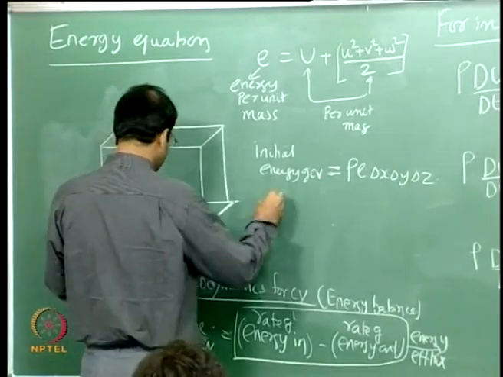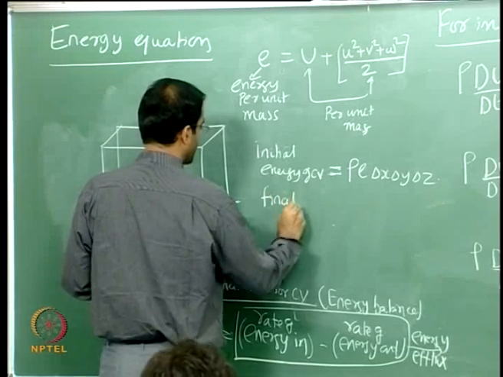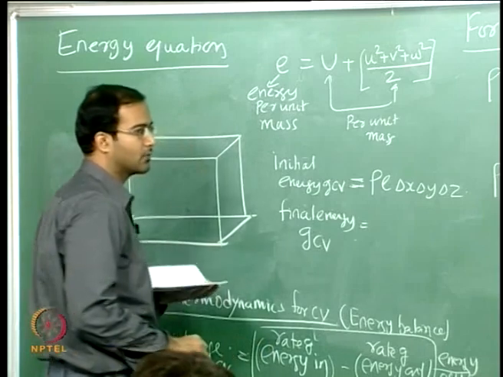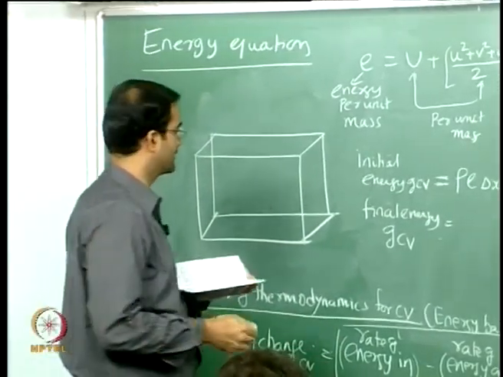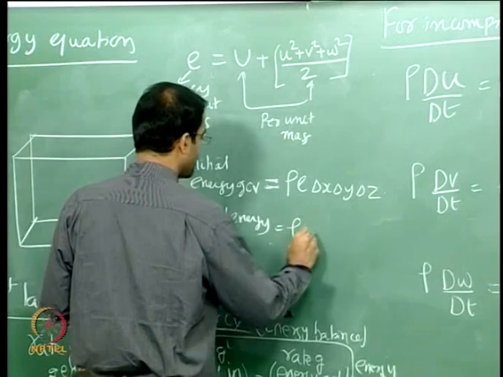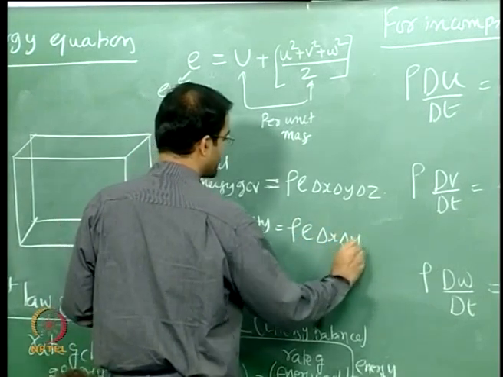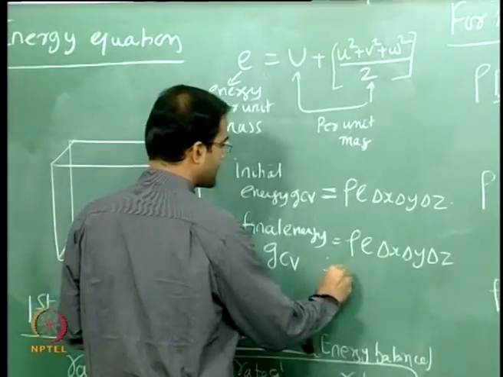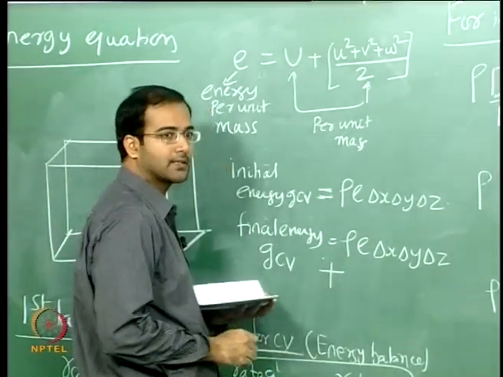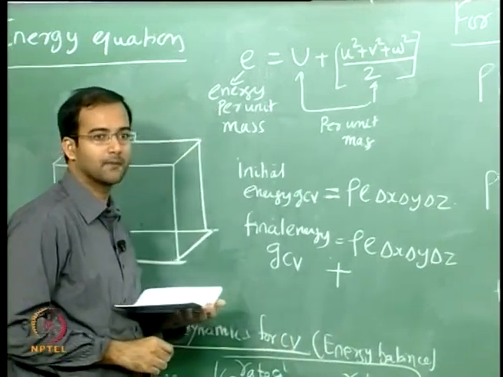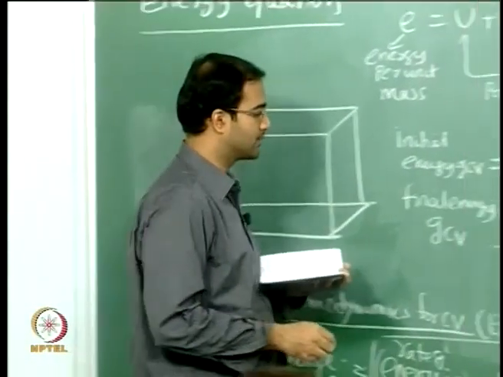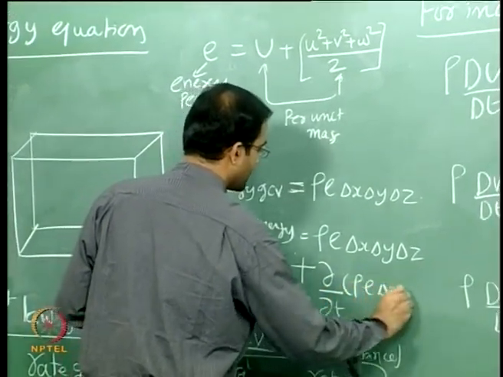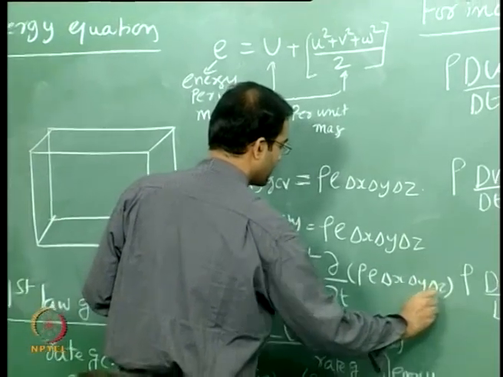So the final energy of the control volume after some time delta t, you want to see what the energy is at that point. That will be rho E delta x, delta y, delta z, and I should use the Taylor series expansion. If the time is infinitesimally small, I can write the Taylor series expansion: plus d by dt of rho E delta x, delta y, delta z into delta t.